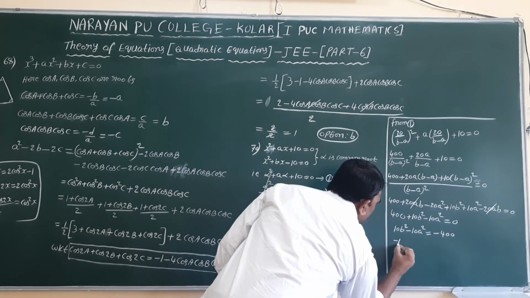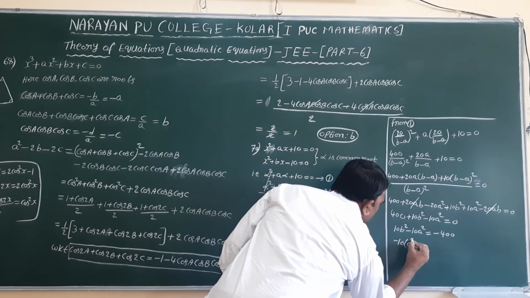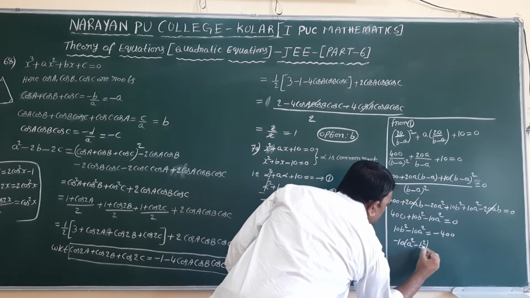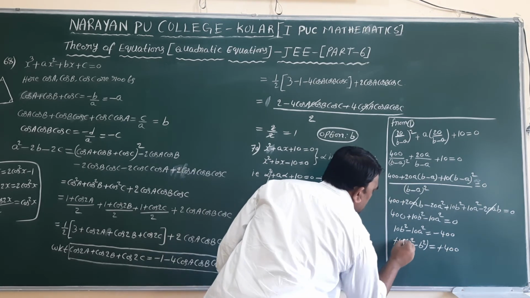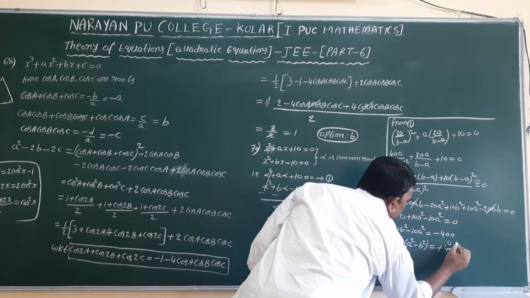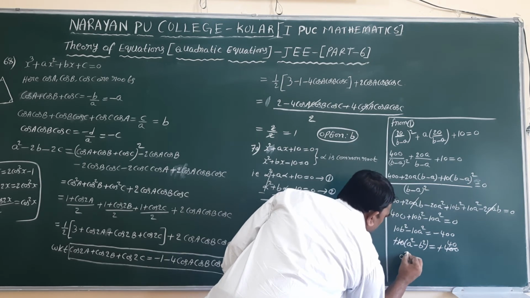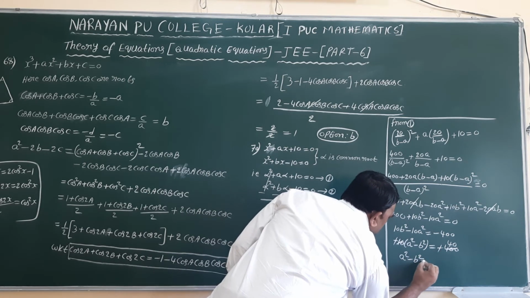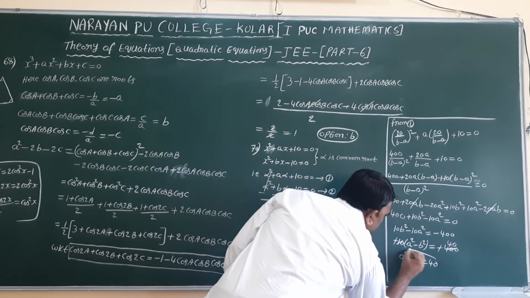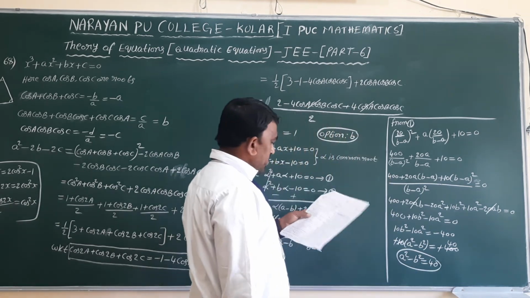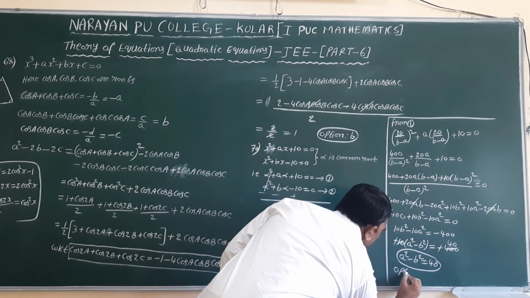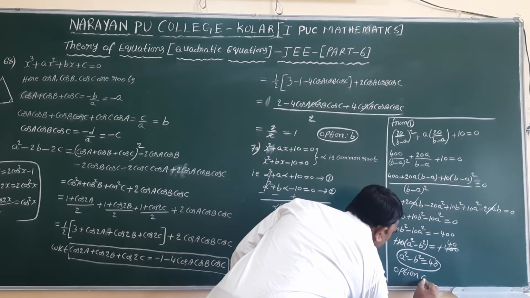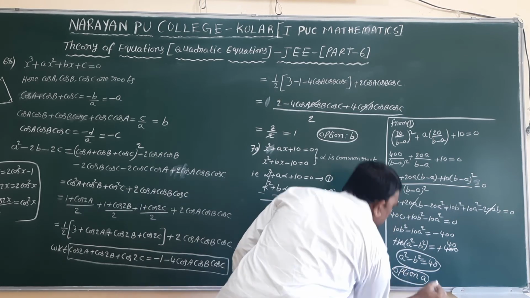So minus 10 take common, a square minus b square equal to minus 400, minus minus cancel, 10 into 40 is 400, cancel, finally the value of a square minus b square is 40. So option A is correct one.